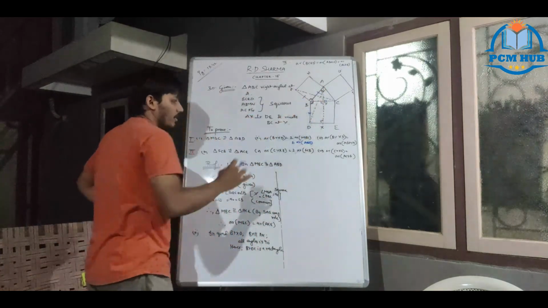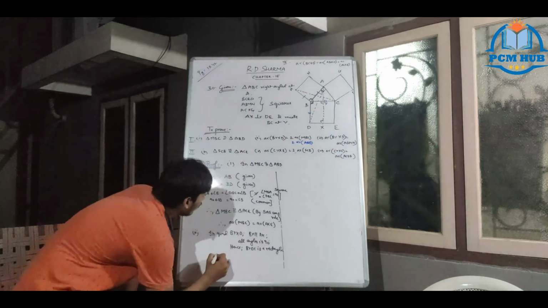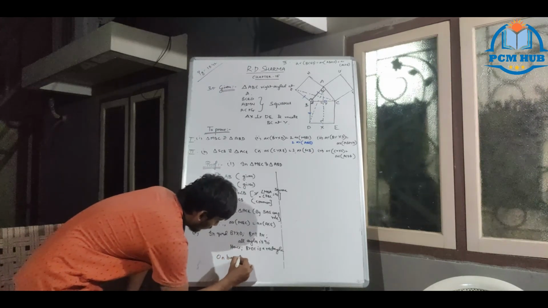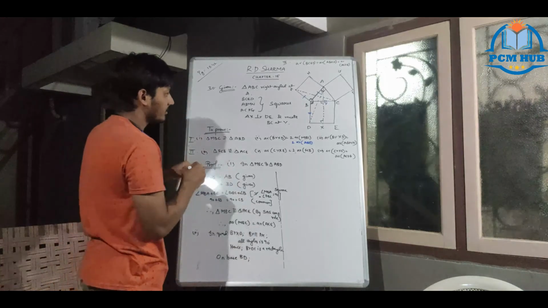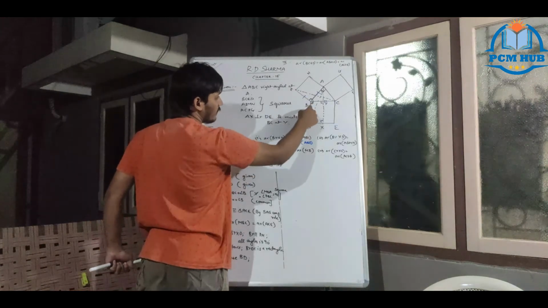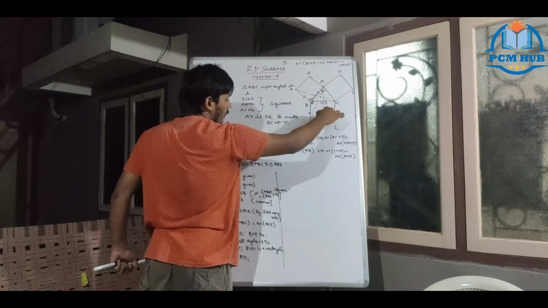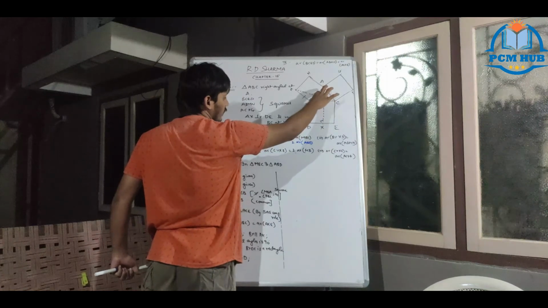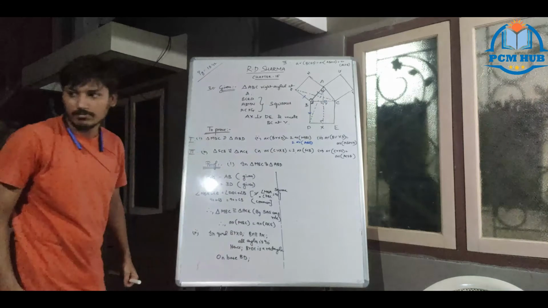ABD is 2 times the area of ABD, you have to prove. So, on base BD, see the base BD is the base, ABD is one triangle and BYXD is here. This is a parallelogram, this is a triangle on the same base and between the same parallels.